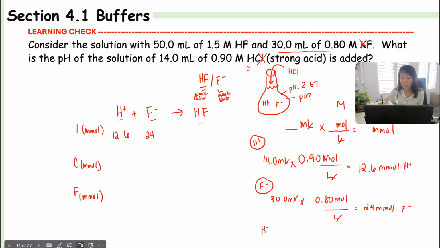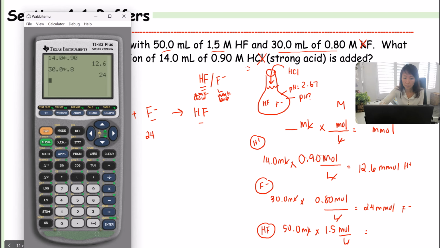Now for HF. In the beginning, initially, we had this much amount of HF. So we write 50.0 times 1.5 molarity, or moles over liter, and the liters cancel. So I get 75.